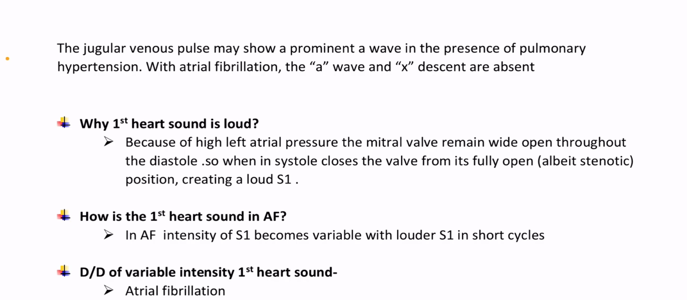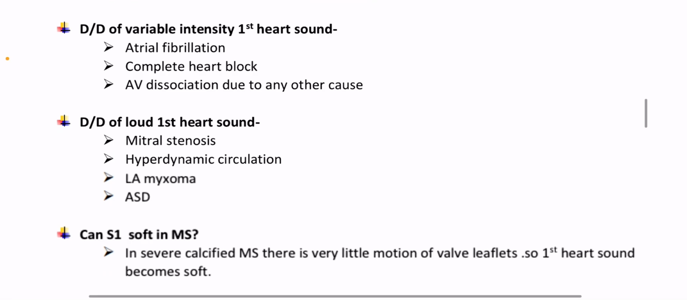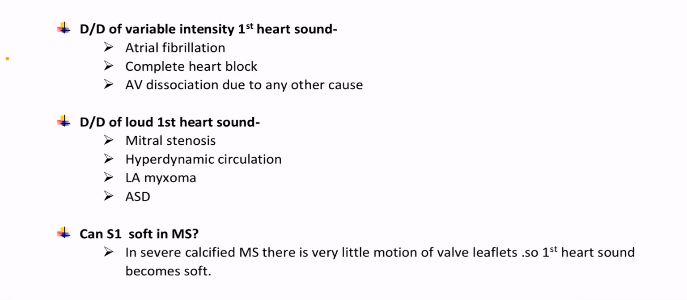How is the first heart sound in AF? In AF, the intensity of the first heart sound becomes variable, with a louder first heart sound in short cycles. Differential diagnosis of variable intensity first heart sound: atrial fibrillation, complete heart block, AV dissociation due to any other cause.